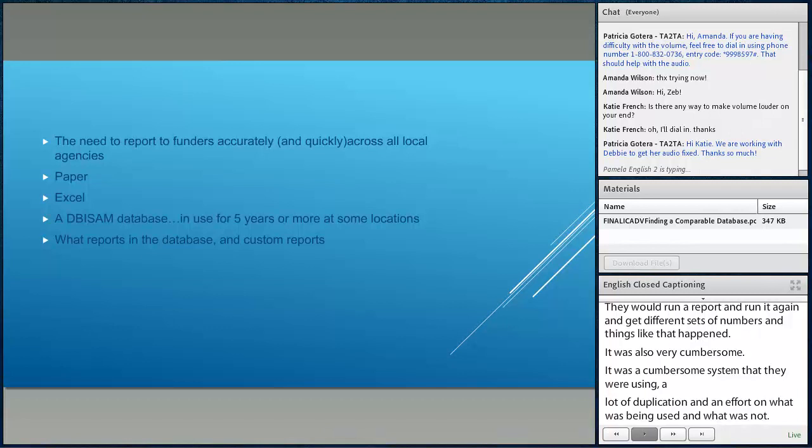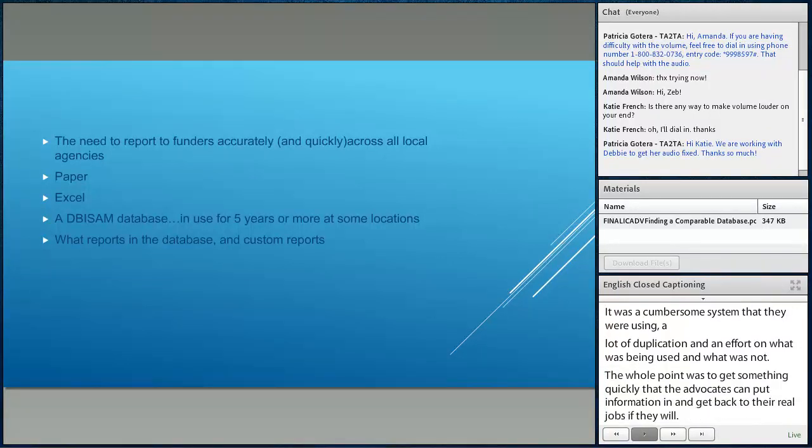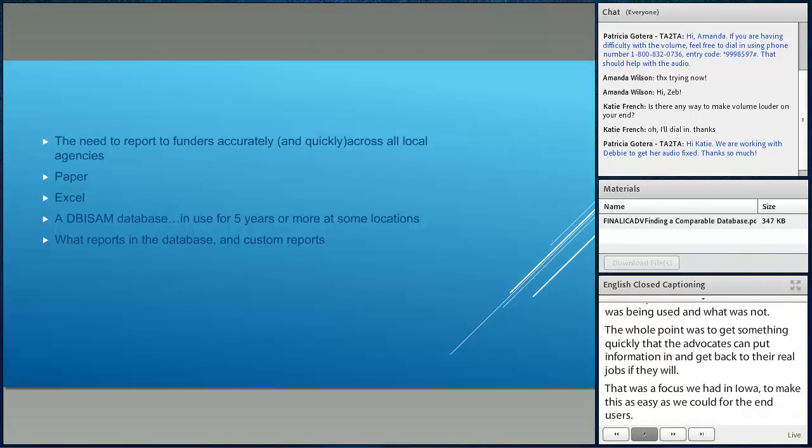That's kind of the focus we had here in Iowa, to make this as easy as we could for the end users. If a system's not easy enough for people to use without it being a major headache, they're less apt to use it. And good data in, good data out.